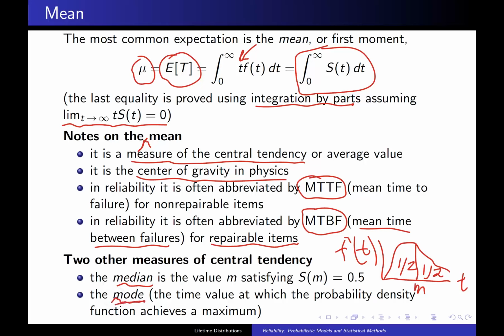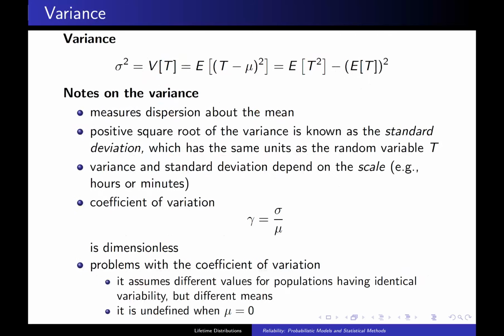Another value is the mode, and that's where the probability density function achieves a maximum. On this graph right here, it looks like that maximum occurs about where that dot is, which means directly below it, that will be the mode. So 3 measures of central tendency: mean, median, mode, and the mean is the only one which is a moment of the distribution. The second moment of the distribution is the variance of the random variable t, and that is sometimes referred to as sigma squared.